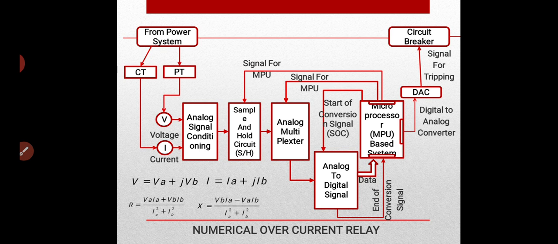So using these calculated values, the microprocessor takes decisions depending on whether the fault point is lying within the defined protective zones of the relay or not. If a fault arises, at that time the microprocessor gives the tripping signal to the circuit breaker and the circuit breaker opens our system.